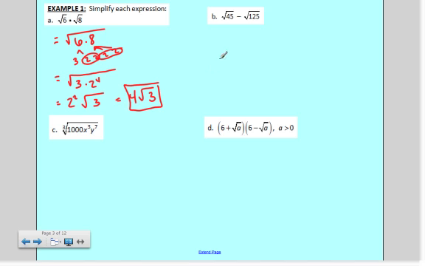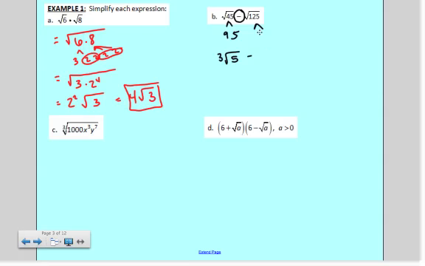Okay, let's go to B. Again, we're going to look for perfect squares that are factors, and you want to choose the largest perfect square that you have. This is 9 and 5. 9 is a perfect square. The square root of 9 is 3, so that would come out, and then we would have 5 on the inside. And don't forget that big negative sign right there. We are subtracting these two, not multiplying them.